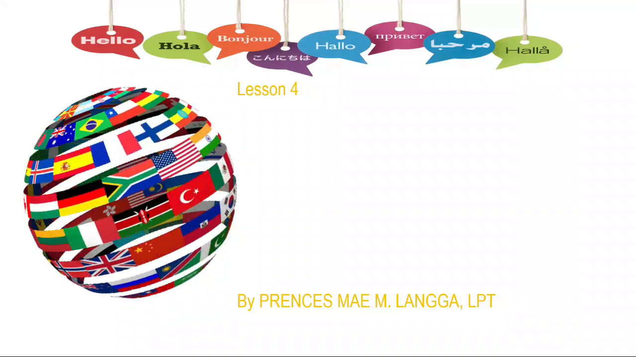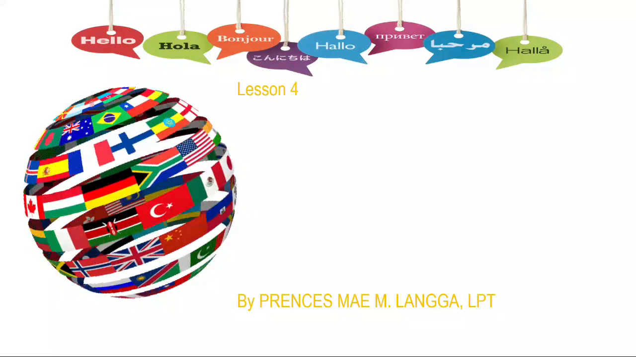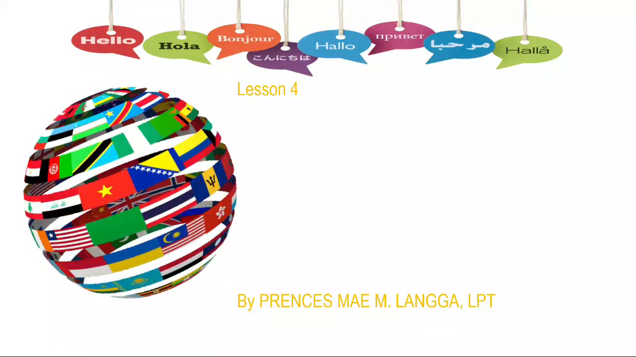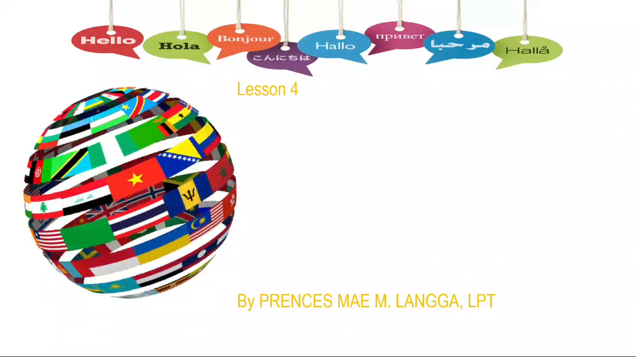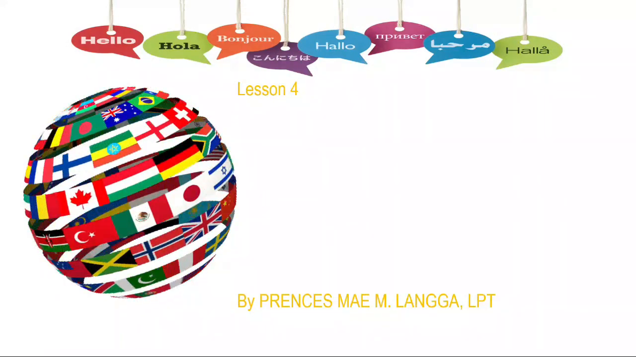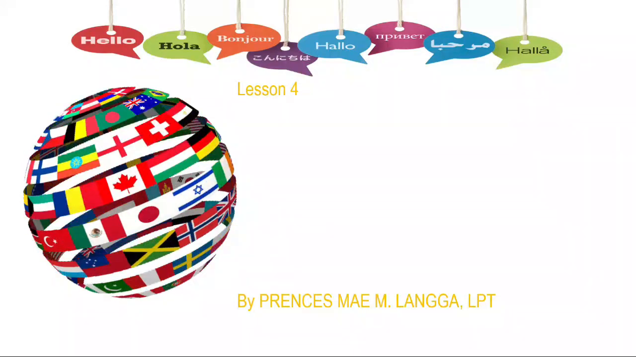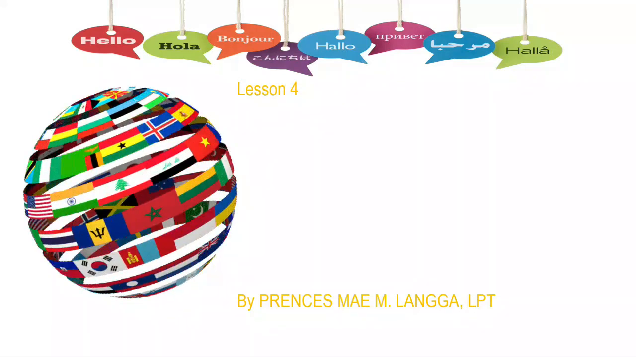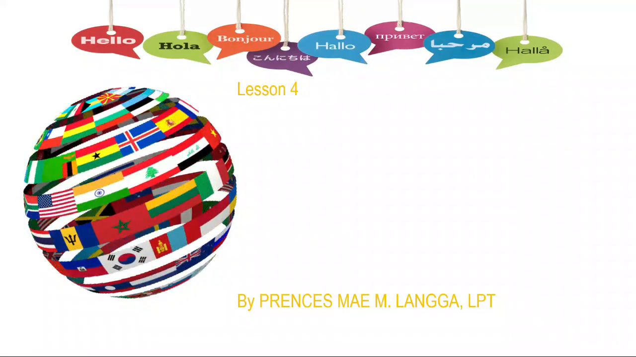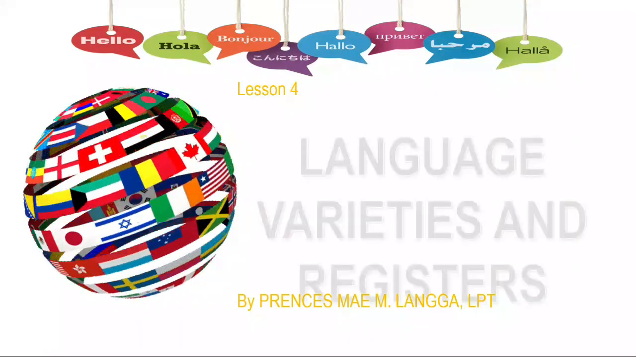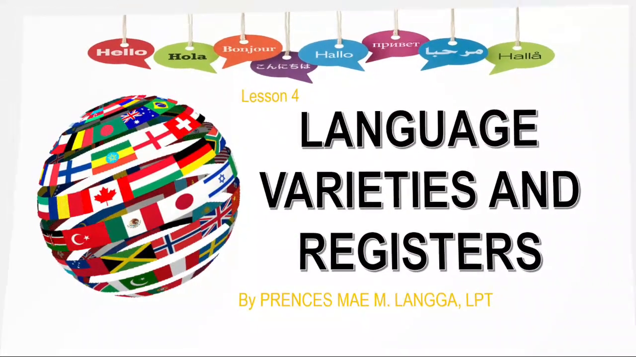Class! We've been talking about communication all this time, and we learned that it is indeed important in all walks of life. Whenever we communicate, we convey meanings in different ways in order to achieve the goal of communication, which is understanding. These different ways could refer to the language varieties and registers that we belong to. With this, we are going to talk about language varieties and registers.